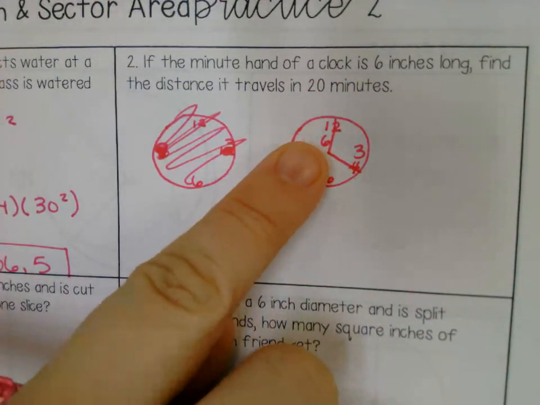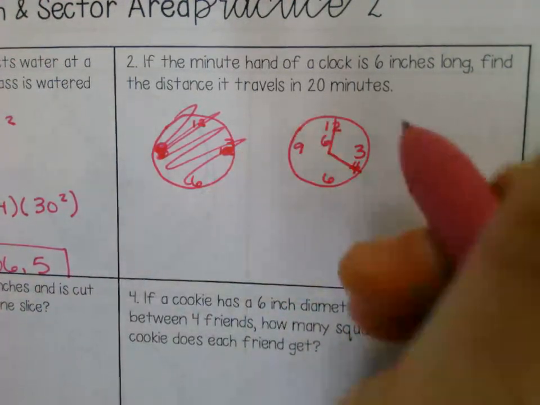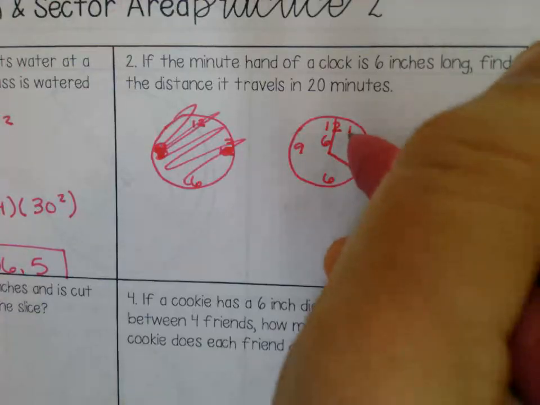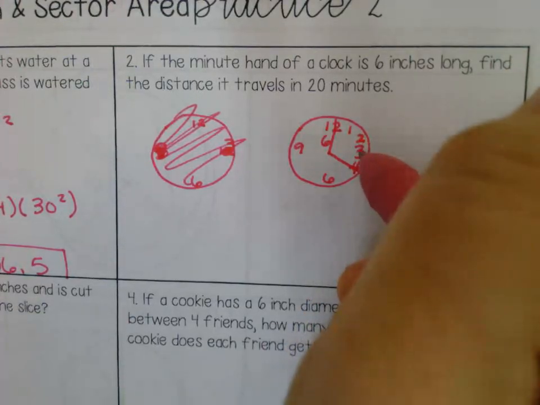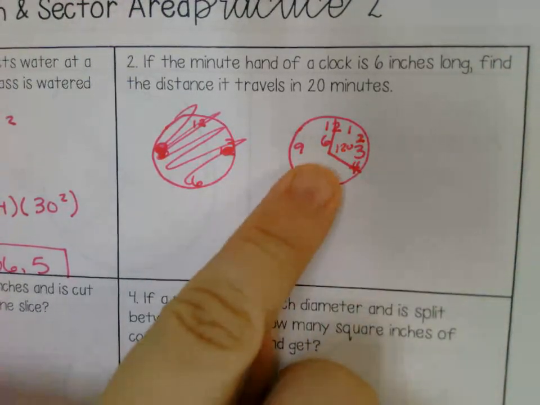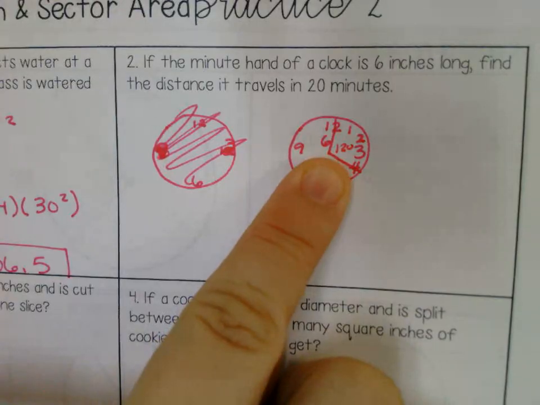Every number is 30 degrees. When I get to the 1, that's 30. When I get to the 2, that's 60. 90, that's 30 more, so that'd be 120 degrees. So what I found out is that this is 120 degrees.